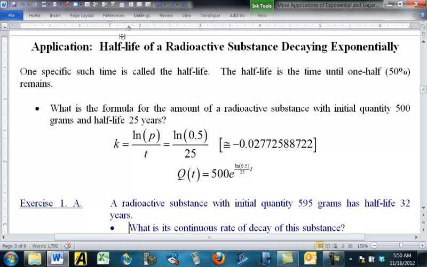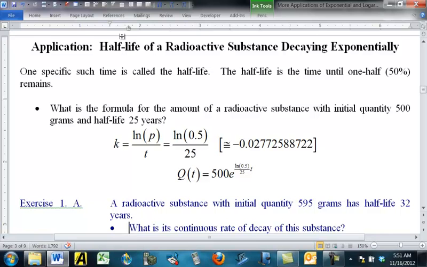So what's the formula for the amount of a radioactive substance with initial quantity 500 grams and half-life 25 years? Notice since we're given the half-life, we can find K regardless of what the initial quantity is. The K is going to be the same. ln of P is KT, so K is ln of P over T. T is 25 years whenever the percentage remaining is 0.5. So K is ln of 0.5 over 25, and we'll actually use it that way rather than the decimal version.